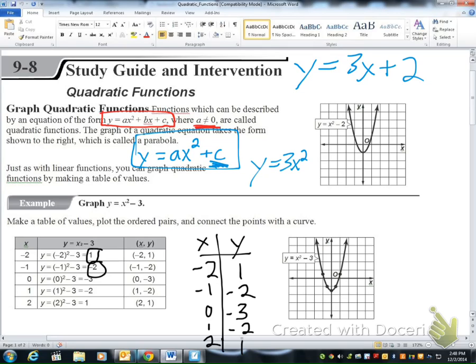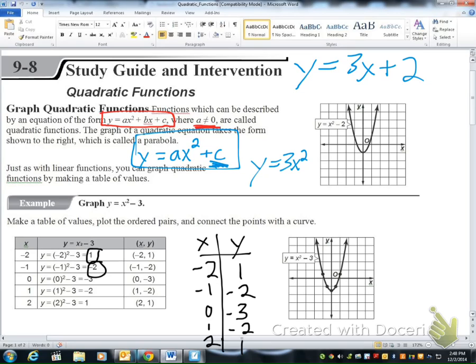And then you do not connect them using a straight line because this is a quadratic equation. It's not going to be a straight line. If I found the points in between these two, they're going to lay on a curve. But this is just sketching. You don't have to be exact, but you need to understand that a quadratic equation is a curve.